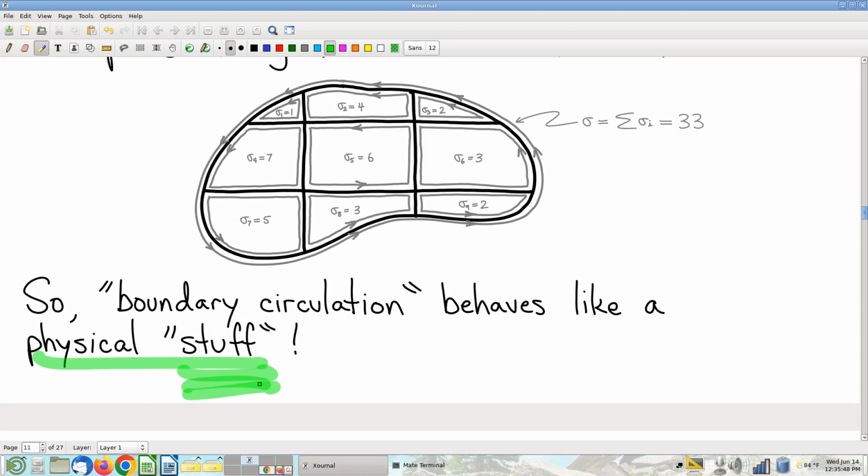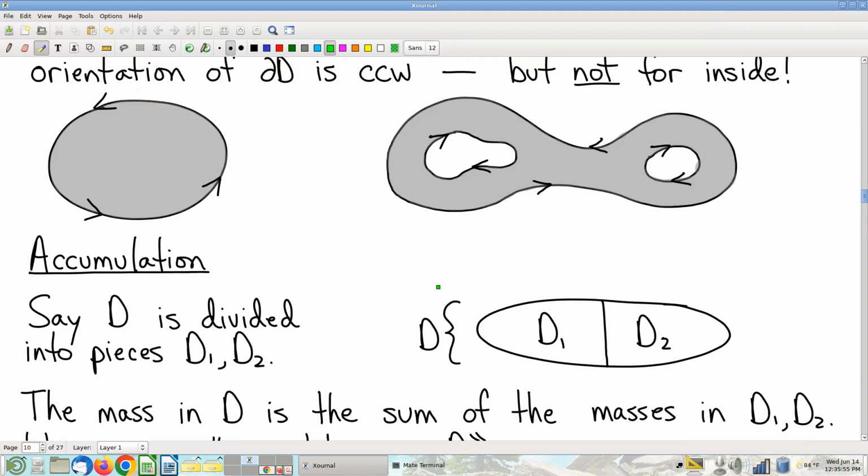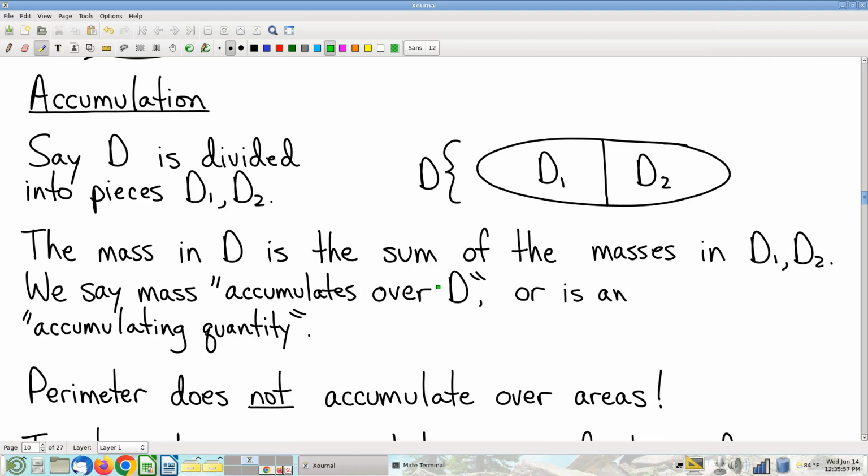Yeah, question. So this is a little bit farther back, but okay. I don't understand how perimeter doesn't accumulate over an area. Yeah, okay. So let's think about this region right here, and looking at the whole. I'm going to draw a picture of the perimeter. There's the perimeter of the whole.